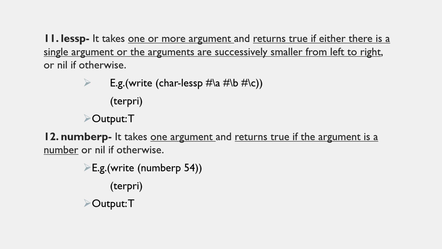Now the next predicate is number p. It will take one argument and it will return true if the argument is a number, or you will get a nil answer otherwise. Write number p 54. Now 54 is a number, so you will get the answer as true.